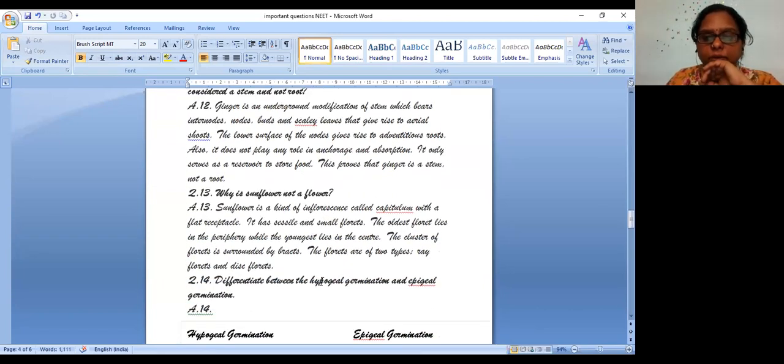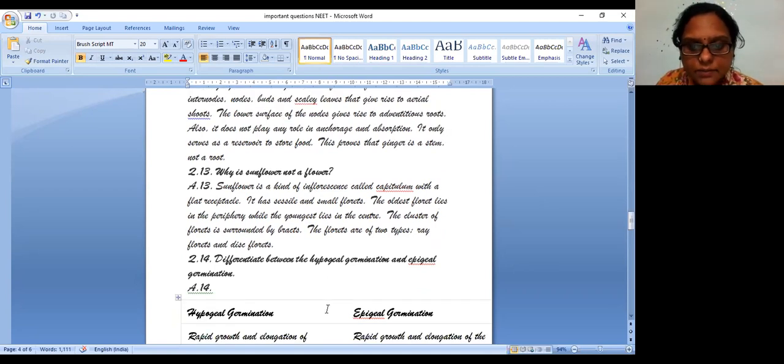Why is sunflower not a flower? This I'll teach you in inflorescence. I've just started the slide with inflorescence. So you can see that my last slides are actually inflorescence. Yeah, I've started here, students, the inflorescence. Inflorescence, in depth, I have to tell you. There only you will get all these things. Sunflower inflorescence, capitulum and all. That I will teach you afterwards.